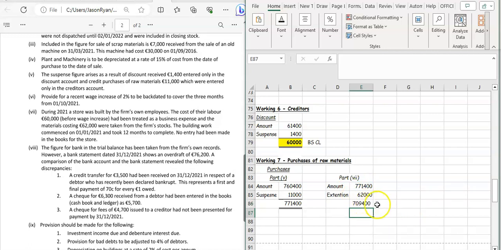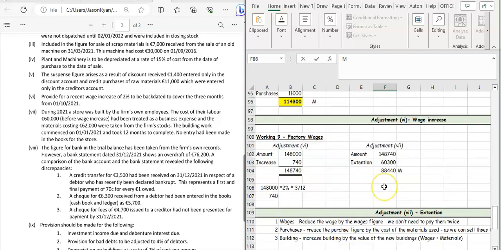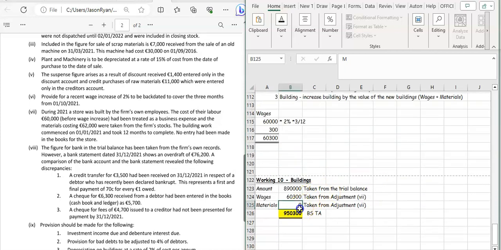So our new figure that's going to go into our manufacturing account is 709,400, and then that 62,000 is going to increase the value of our buildings. So we need to increase buildings by 62,000, and that then is going to be a new figure that goes into your balance sheet as a tangible asset.